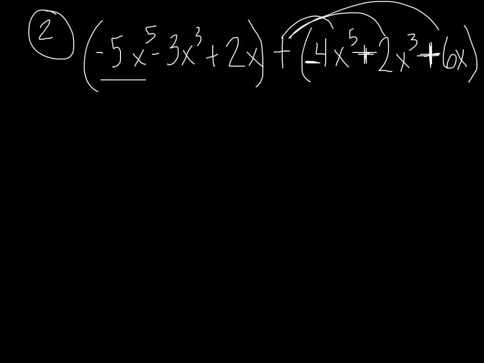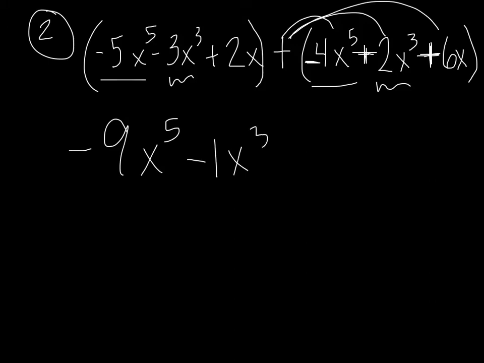So you have negative 5x to the fifth and negative 4x to the fifth, which gives you negative 9x to the fifth. You have negative 3x to the third plus 2x to the third, which is negative 1x to the third. And then you have positive 2x plus 6x, which is 8x. So distribute your negative and then combine like terms.